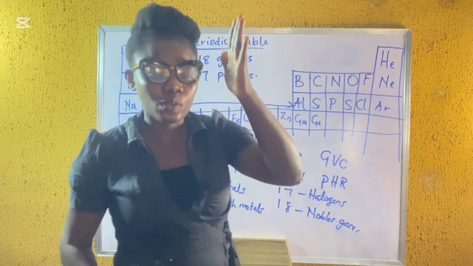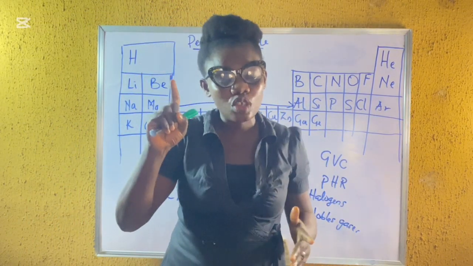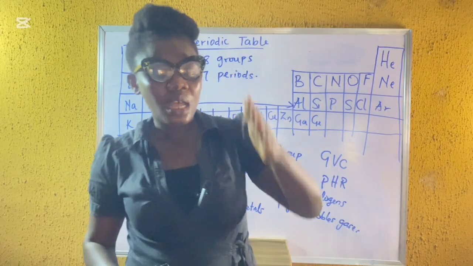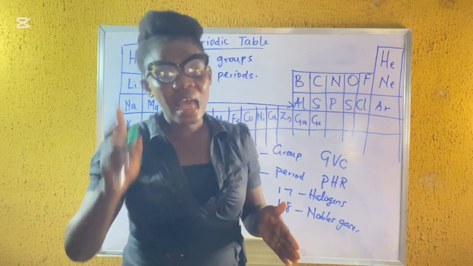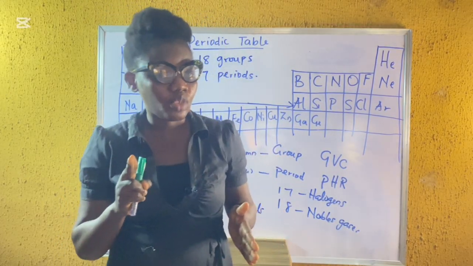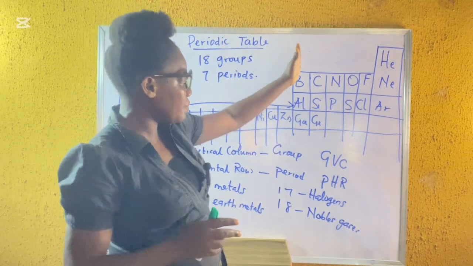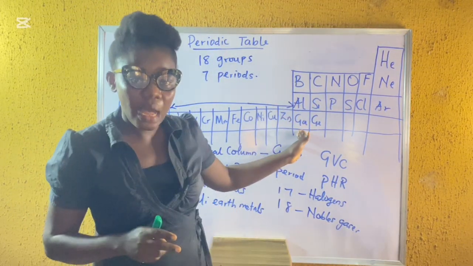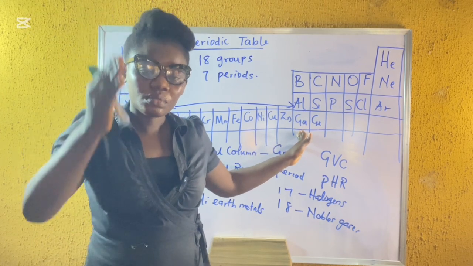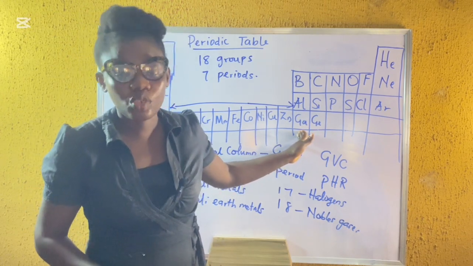Now, all of those groups, they have similar chemical properties. Every element in group 1 has 1 electron in the outermost shell. Every element in group 2 has 2 electrons in the outermost shell. Can you see it makes it simple? Every element in, if I say group 3, now it has 3 electrons in the outermost shell.